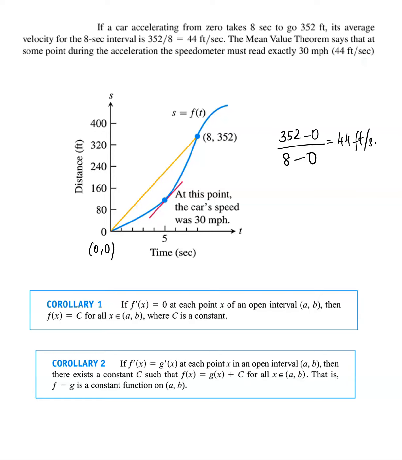Corollary 1 says, if f prime of x is 0 at each point x of an open interval, then f of x equals c for all x that belongs to [a, b], where c is a constant. Think about this. They're saying f prime of x equals 0 at each point x on an open interval. Every point on x must have a slope that is 0. When can that happen? Think about it.